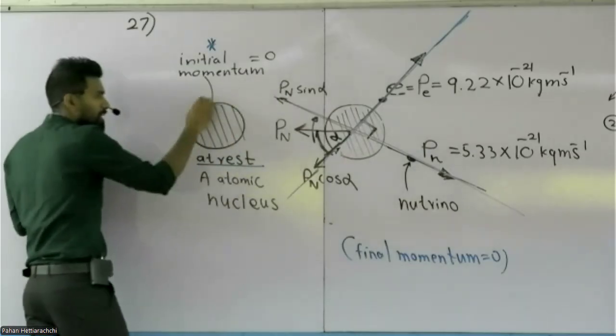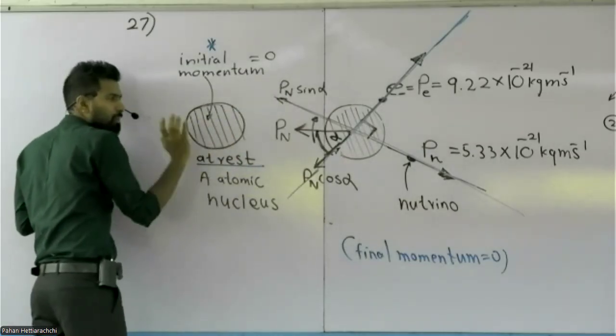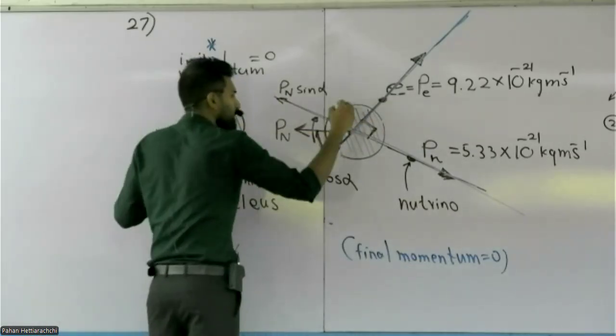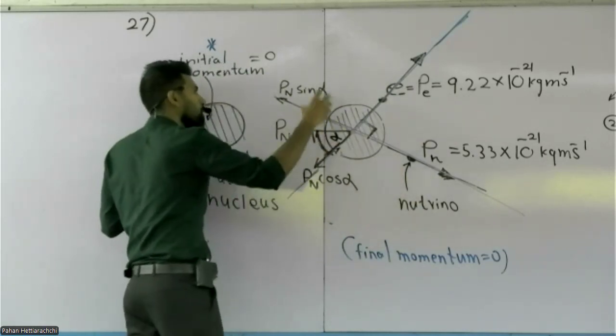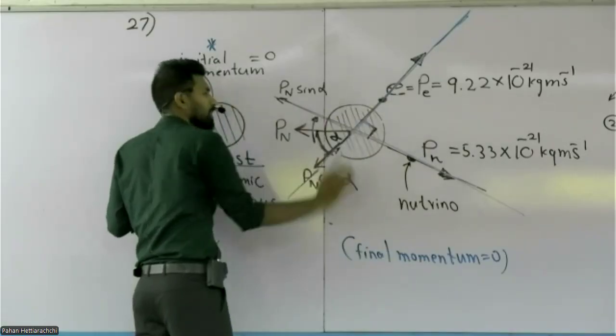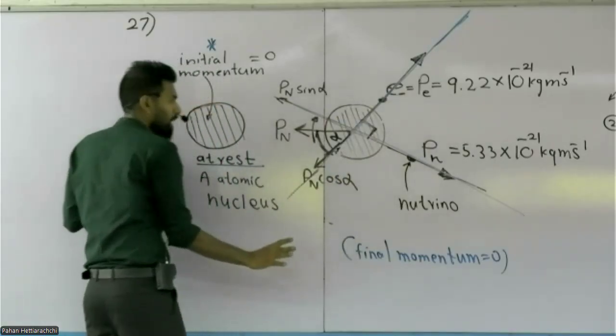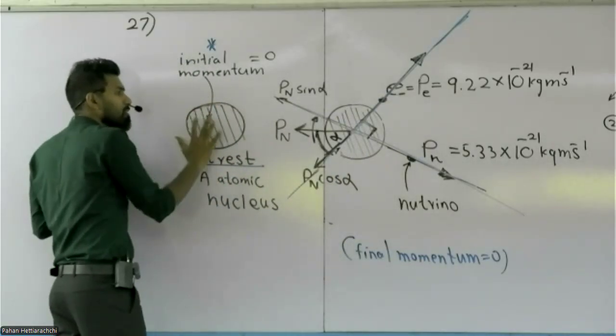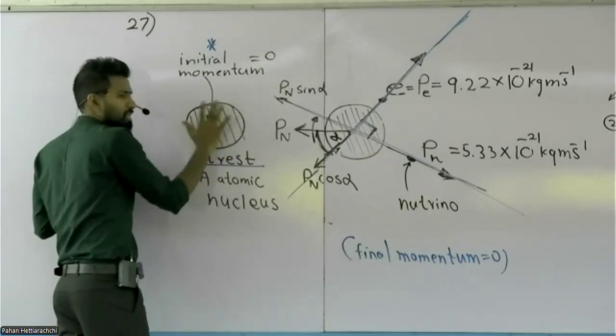Why? At the beginning, there's no momentum. So even though the electron and neutrino are emitted and they have these momentums, somehow these momentums should cancel out to conserve the momentum. Why? Because at the beginning, there was no momentum. All the things were at rest.